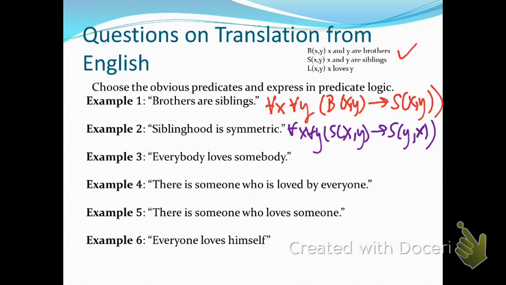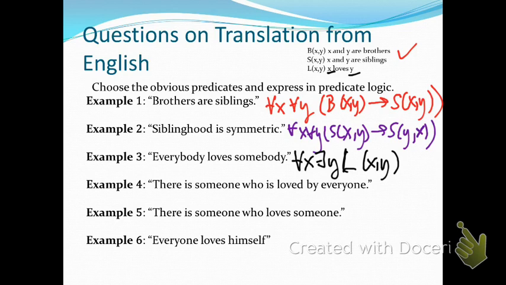Our next one is "everyone loves somebody." So if everyone, for all X, there is someone, there exists a Y, okay? And then we write L(X, Y), because X is loving that Y.